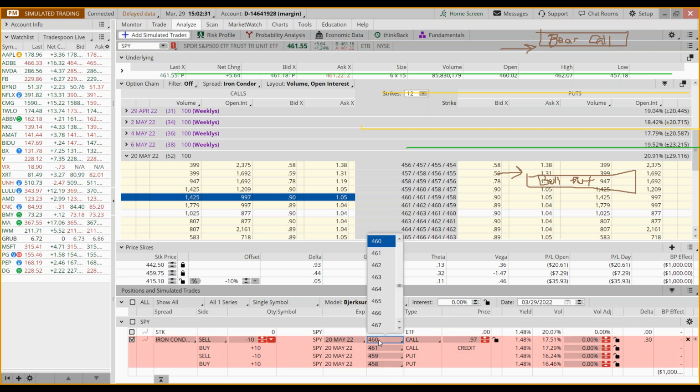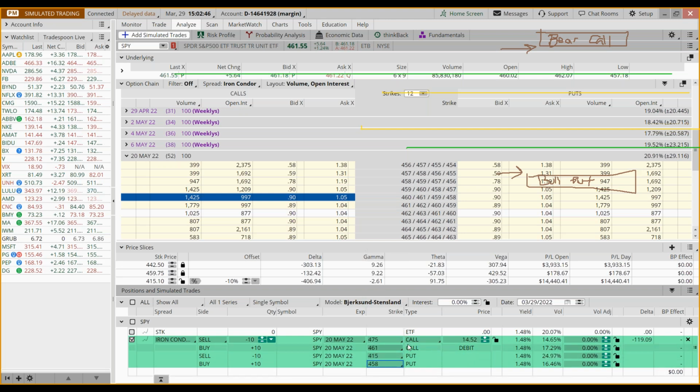I adjust it. I take 460, I move it out here to 475. That's the call I'm selling. I take 459, I move it down here to 415. That's the put I'm selling. Let's just go 5 points wide. So I'm going to go up here to 480, and I'm going to come down here to 410. Remember, I'm going the same distance on the outside. So that's the option I sold. That's the option I sold. I went 5 higher and 5 lower.